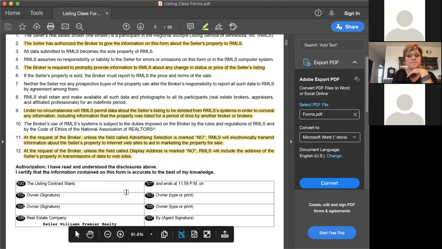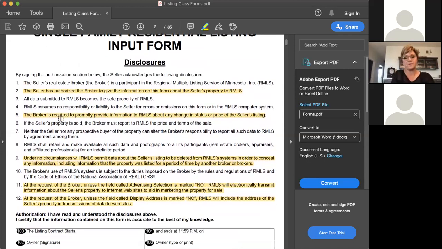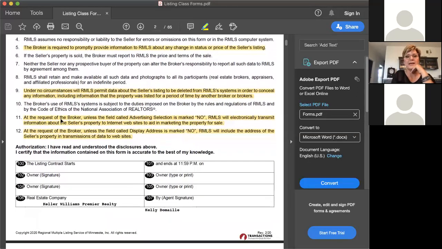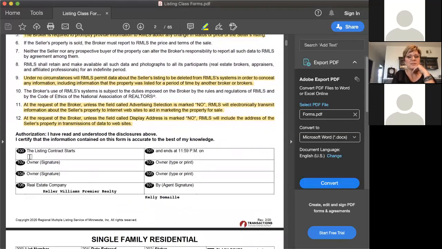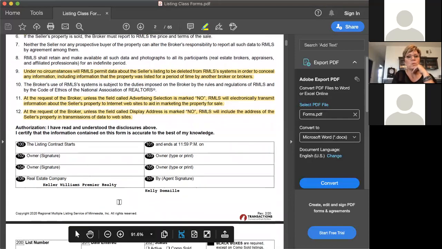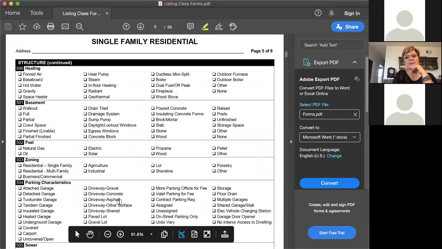Make sense? So when you're having your seller sign this, you want to make sure you're pointing out those important factors about this disclosure so they know what they're signing. And then you'll want the owners to sign on line 102, and if there's more than one, line 104. And then you're going to sign as well. Okay? So let's skip on through all these input forms.